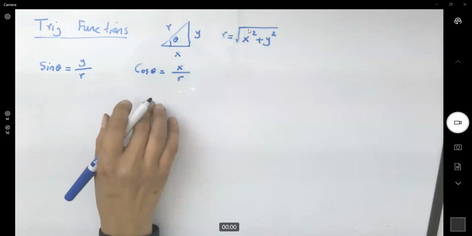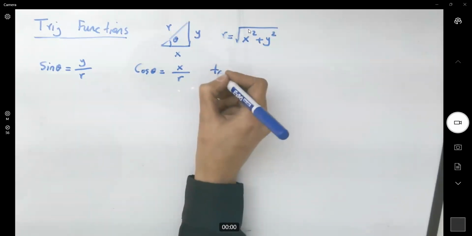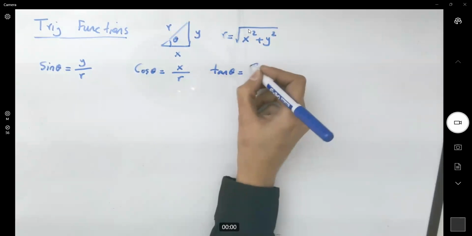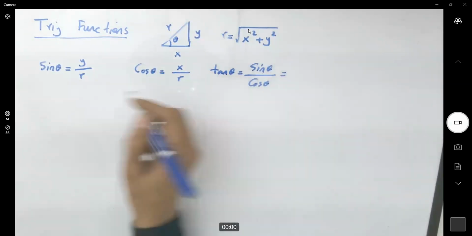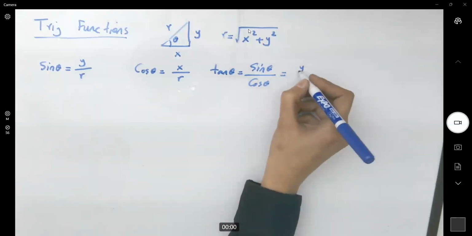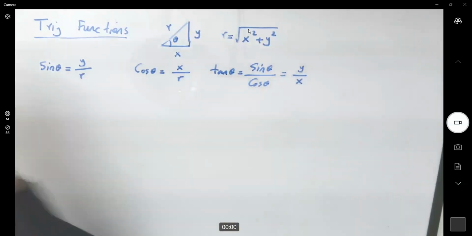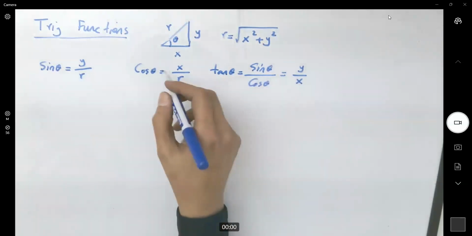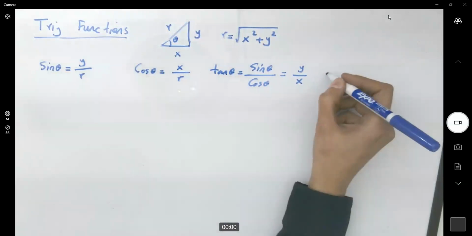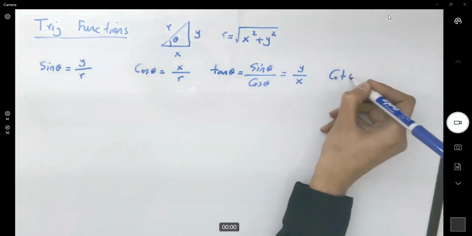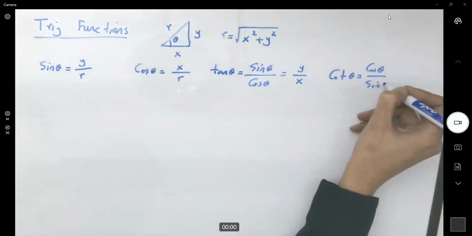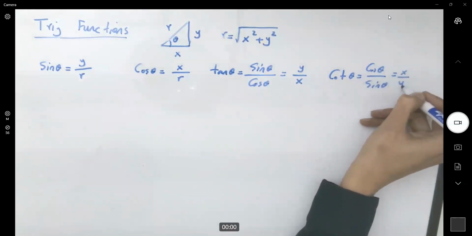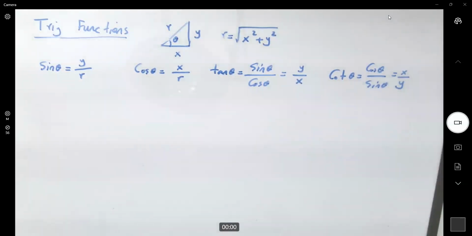Then we said that if we take these two functions and do the division, we can define tangent, which is sine over cosine, or y divided by x. If you flip tangent, you get cotangent. If you divide cosine by sine, you get cotangent of theta, which is cosine theta over sine theta, or x over y. Very good.